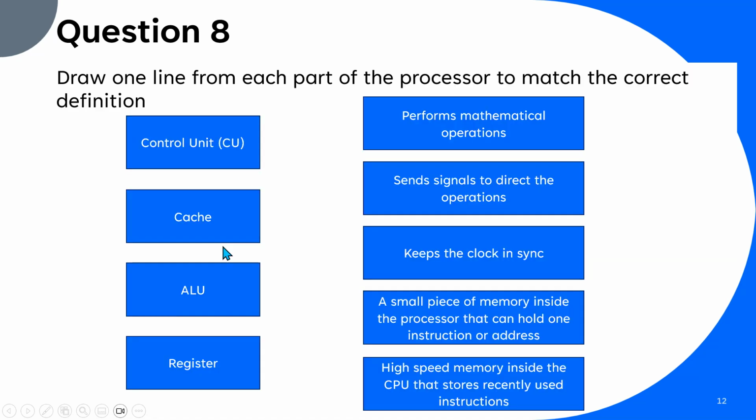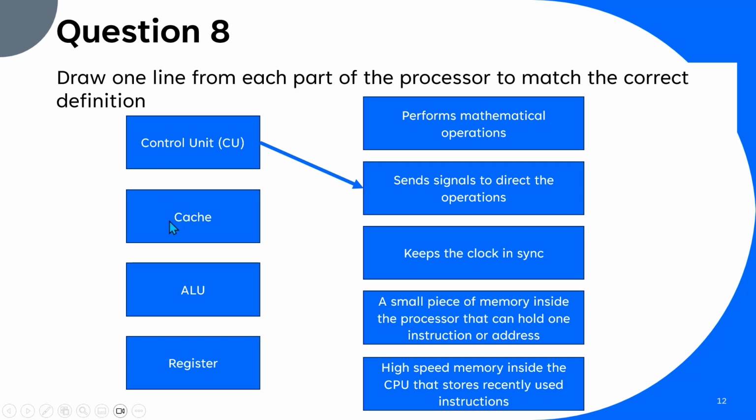Question 8. Again, this is about registers, but this time it's a little bit more tricky because you've got 5 potential definitions. So you've got to draw one line from each part of the processor to match the correct definition. So you need to think about here, the control unit. I wonder what the control unit does. Now, what the control unit does is it sends signals to direct the operations. Because of the control part, it directs all the operations.